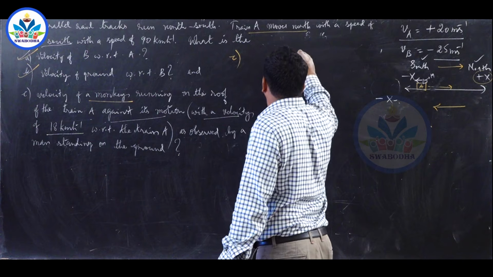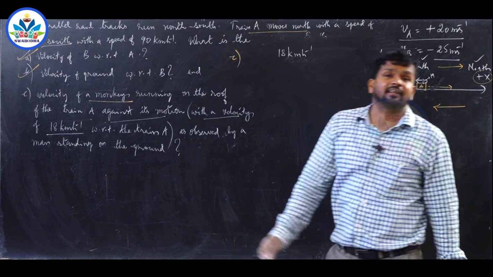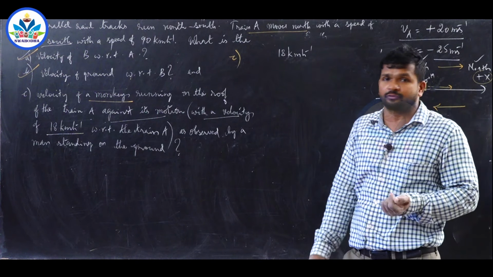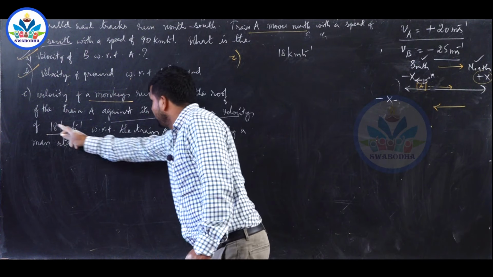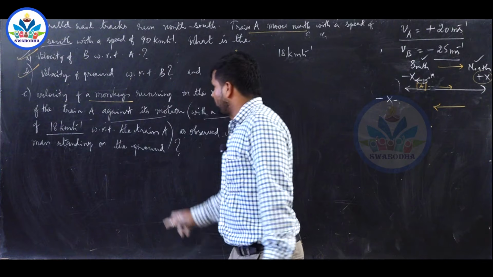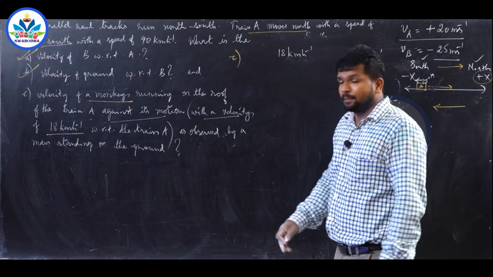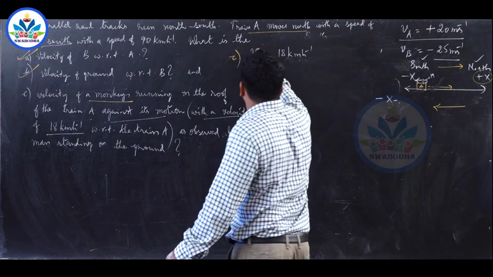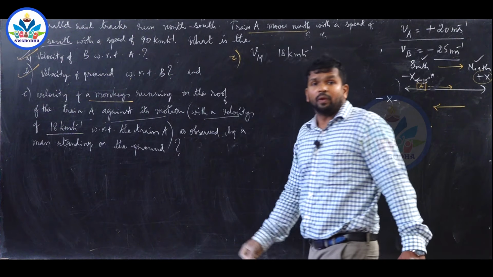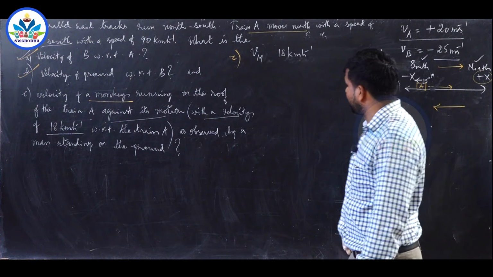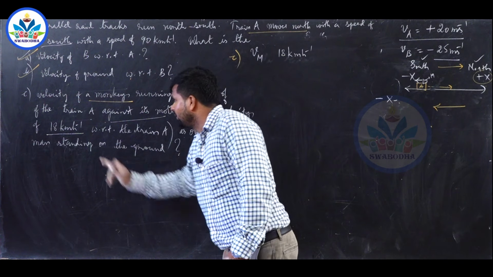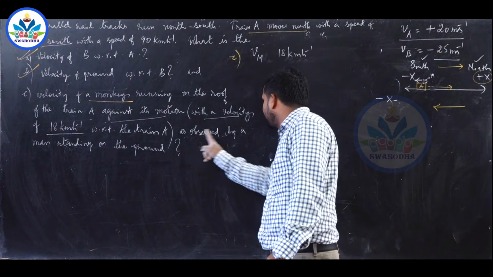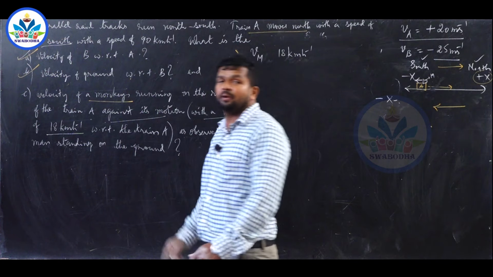What is this 18 km per hour? That is not the velocity of the monkey with respect to ground. Please try to understand that. The velocity is 18 km per hour with respect to the train A. That is, the velocity of the monkey with respect to ground is not given. With respect to ground we must calculate, isn't it, as observed by a man standing on the ground.